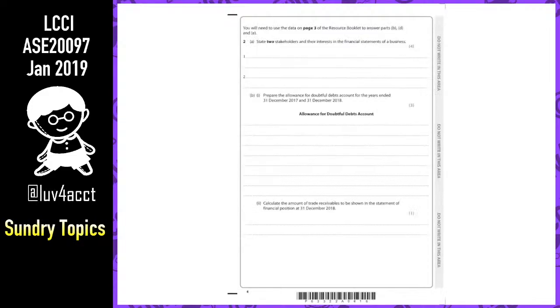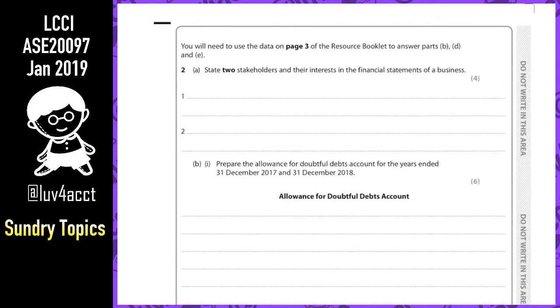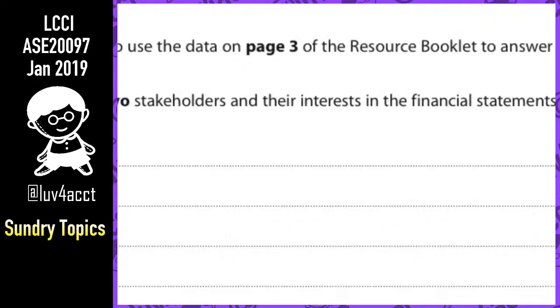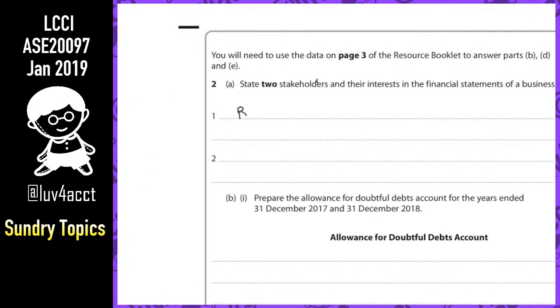Okay, so let us start. State 2 stakeholders and their interests. Okay, you have to state and explain. So for bank, see if they will give a loan, if they can repay the loan and its interest, right?